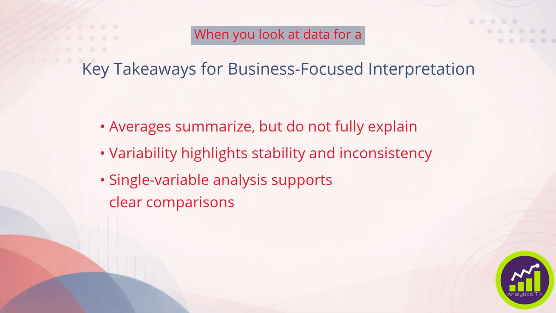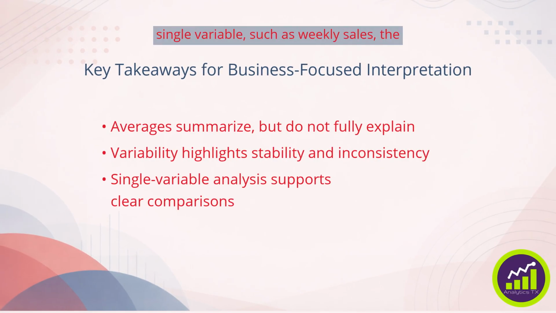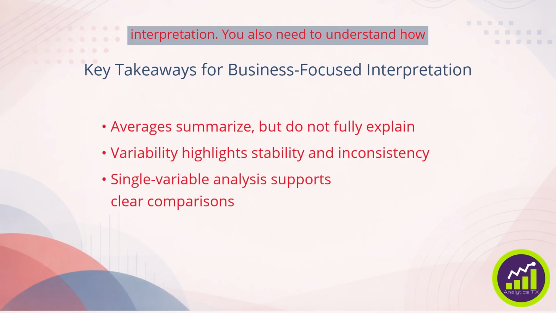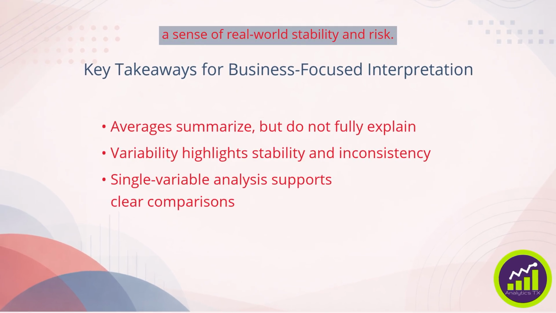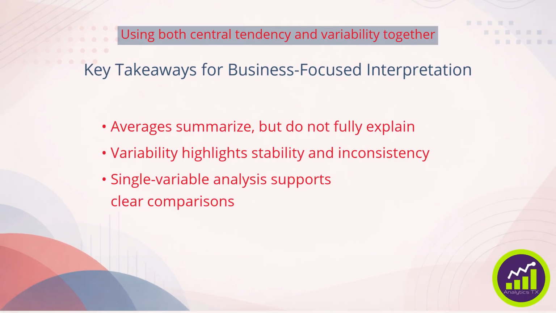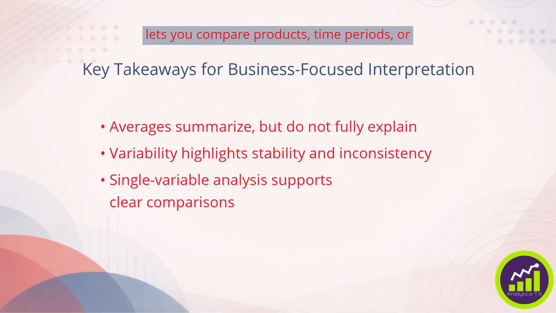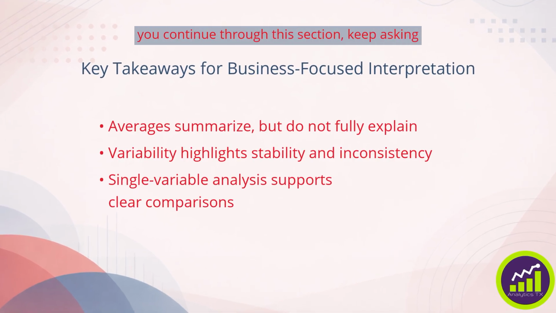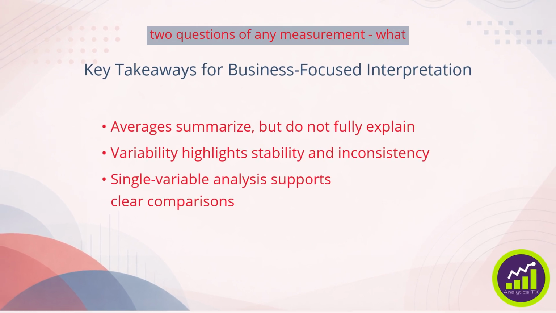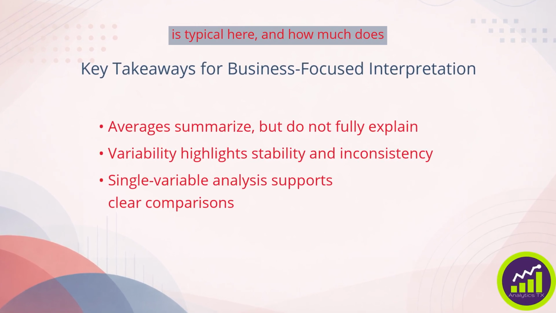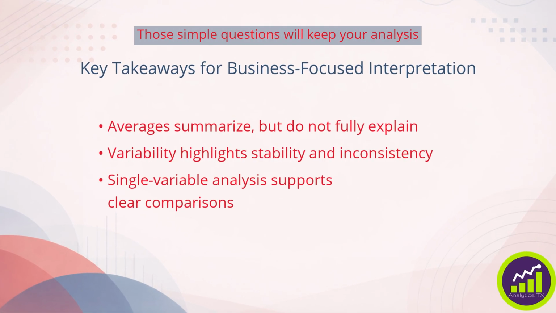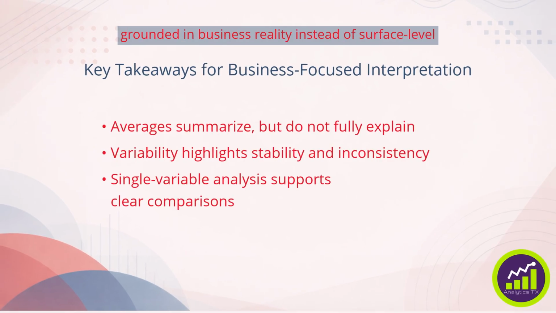When you look at data for a single variable, such as weekly sales, the average is only one part of the interpretation. You also need to understand how much that variable moves around to get a sense of real-world stability and risk. Using both central tendency and variability together lets you compare products, time periods, or datasets in a more informed way. As you continue through this section, keep asking two questions of any measurement. What is typical here, and how much does it actually fluctuate around that typical value? Those simple questions will keep your analysis grounded in business reality instead of surface-level numbers.